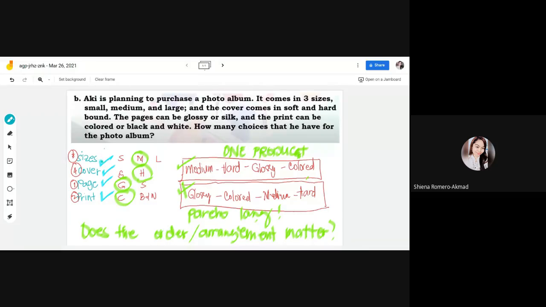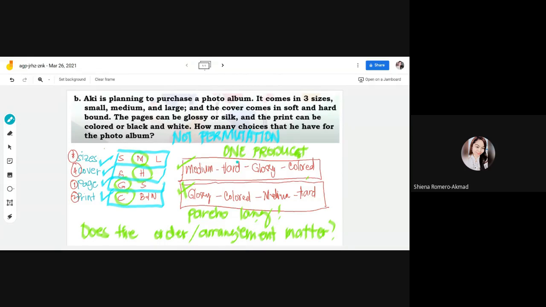Ibig sabihin, in a given problem, if there are many choices or many group of choices, meron kayong group. Tulad nito, sizes, cover, pages, group yan eh. Group ng choices yan, right? So kapag gano'n ang situation na meron tayo, at iba-ibang grupo ka namimili, or you choose from different groups, that is not permutation. This is not permutation. Dapat pag permutation, isang grupo ka lang namimili.